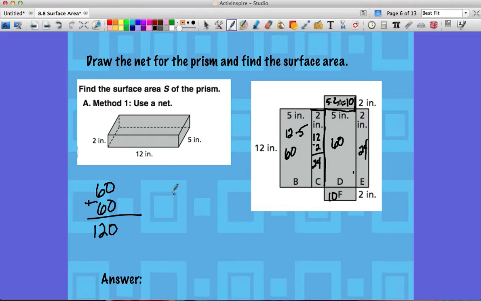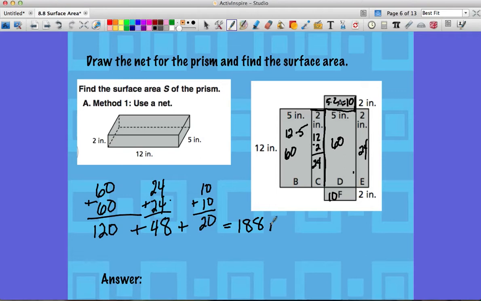You have 24 and 24, which is going to give you 48. And 10 plus 10, which is going to give you 20. I know we can add all these together in one shot. However, it's nice sometimes to just check and make sure. Okay, I have 1, 2, 3, 4, 5, 6 faces. It's nice to know that you have all the pieces that you need. So then now I can add all of these together. 120 plus 48 is going to give me 168. And 168 plus 20 is going to give me 188 inches squared.